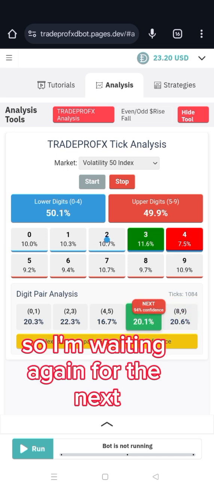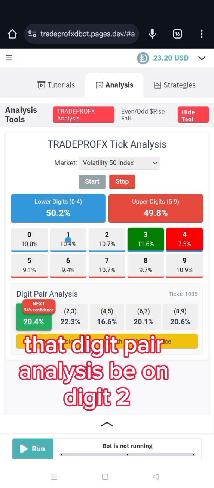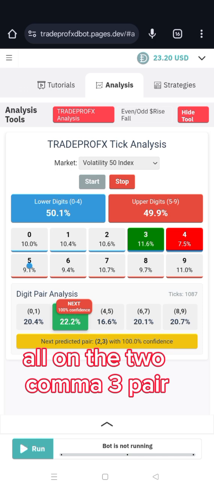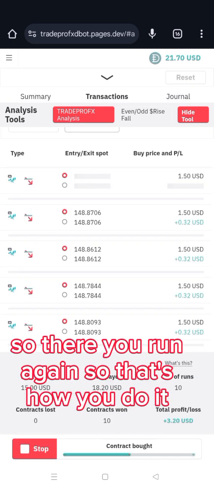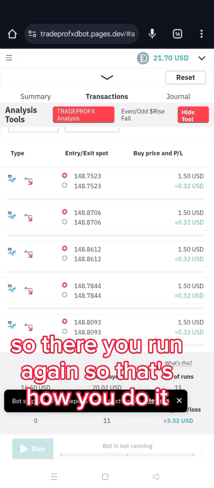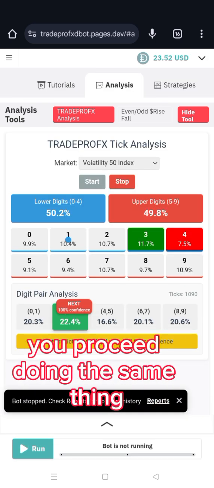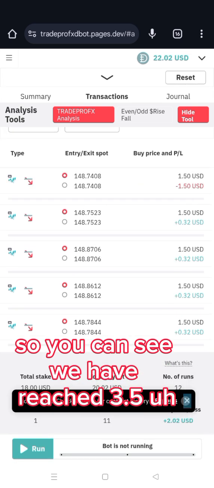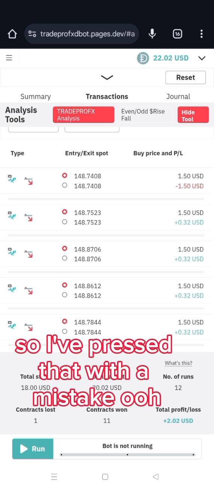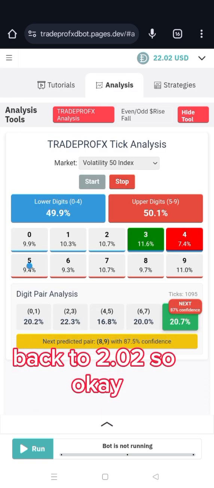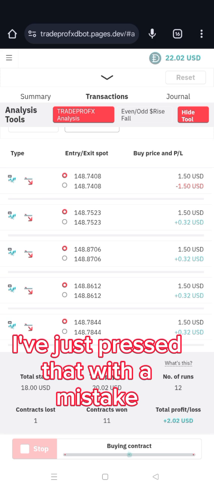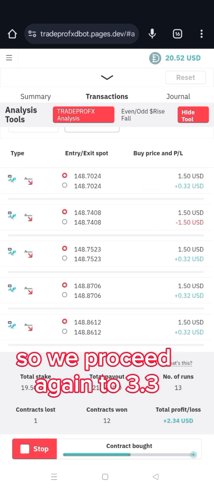So I'm waiting again for the next digit pair analysis on digit 2 or on the 2, 3 pair. So there you run again. So that's how you do it. You proceed doing the same thing. So you can see we have reached 3.5. So I pressed that by mistake. Oh, back to 2.02. So okay, I just pressed that by mistake. So we proceed again to 3.3.